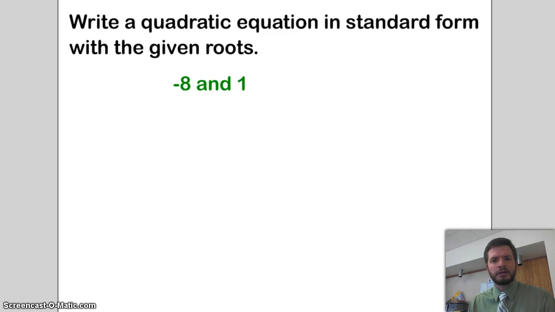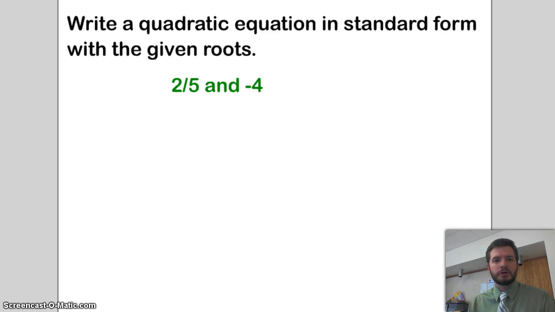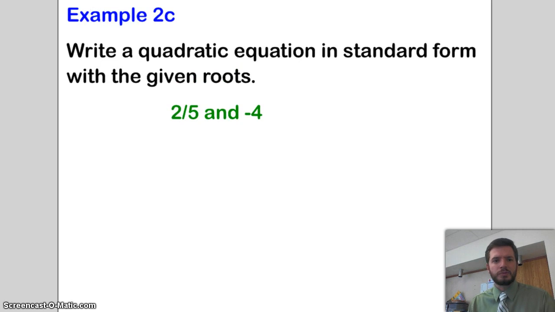Keep going. This is the same kind of deal. I'm not going to do this one, but if you want to practice, this is a good example of another one to do. Okay, let's do this one though. This one is going to be a little bit different. This can be example 2b for you guys, or 2c. Doesn't really matter. In this case, I'm going to do the same thing. So it'll be x equals 2/5 and x equals negative 4. I need to start this one out by multiplying by 5.